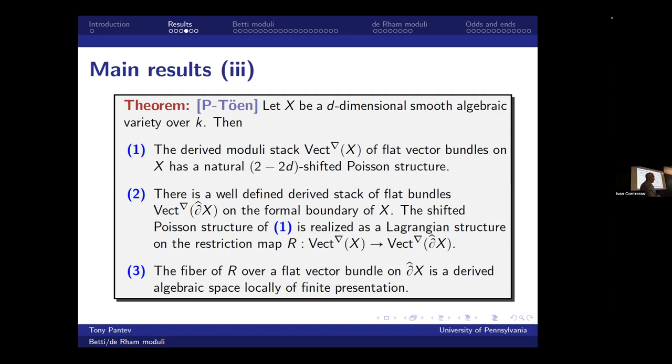So here is the de Rham story, the one about the flat connections. As I said, it's parallel, but you see the results are slightly different and have a different difficulty built in. So now I'm dealing with a d-dimensional smooth algebraic variety over the field K. Again, not necessarily compact. And I look at the derived moduli stack of algebraic bundles with flat connections on X. And again, it has a natural 2 minus d shifted symplectic structure.